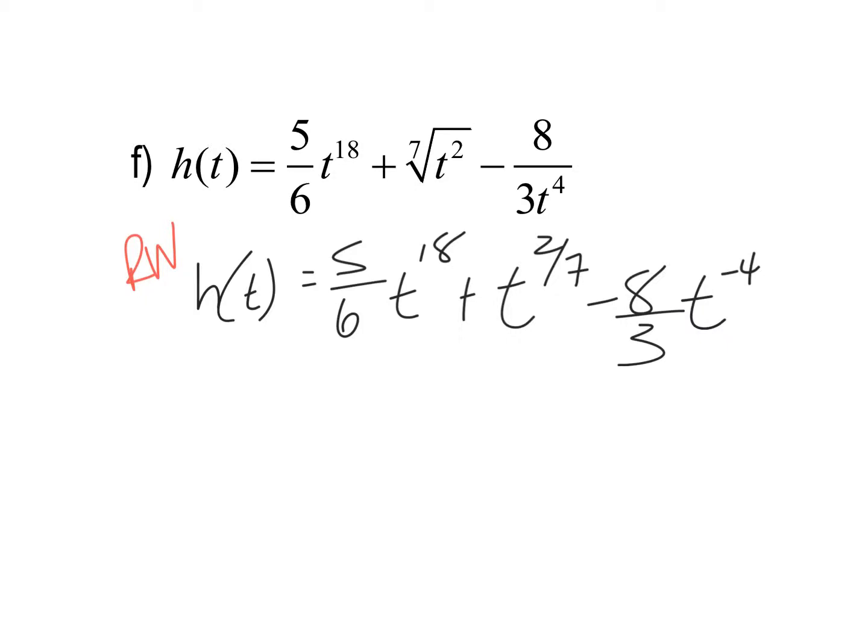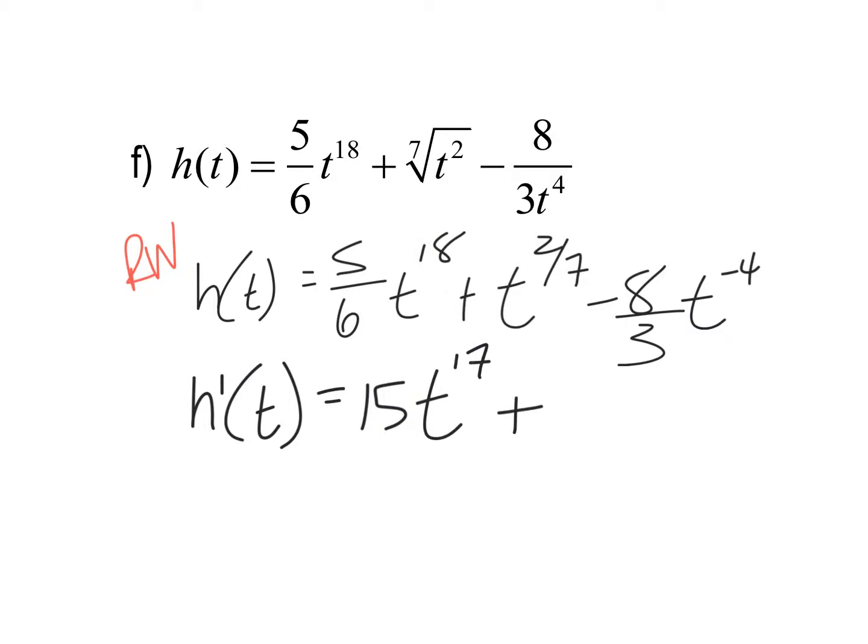So now what I'm going to do is find the derivative. H prime of t equals, first thing I'm doing is taking the 18 and multiplying it by 5/6. 18/6 reduces to 3. 3 times 5 is 15. And decrease the exponent of 18 by 1, so the exponent becomes 17.